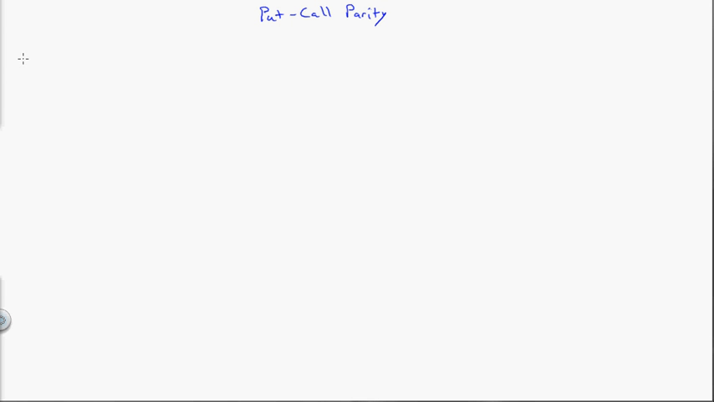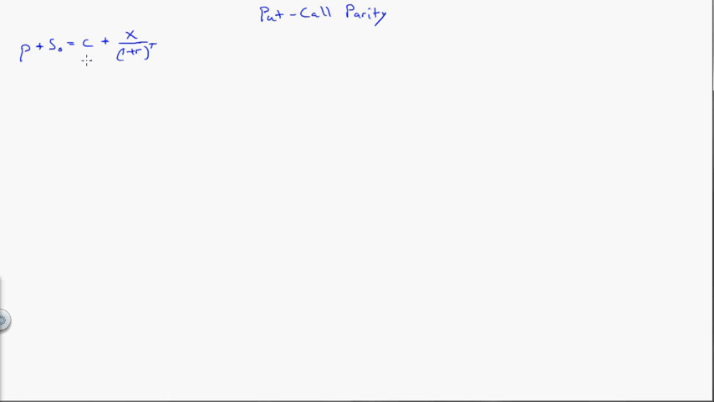Okay, we want to talk about put-call parity. Put-call parity says this equation has to hold: the price of the put plus the price of the stock today has to equal the price of the call plus the present value of the strike price. And present value is taken at the risk-free rate, so that should be R sub F.